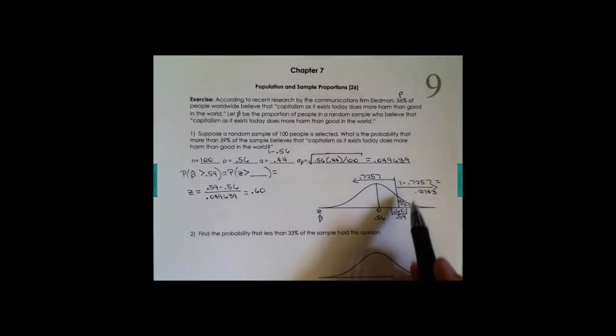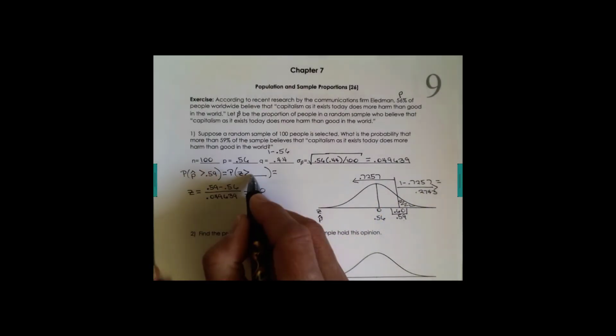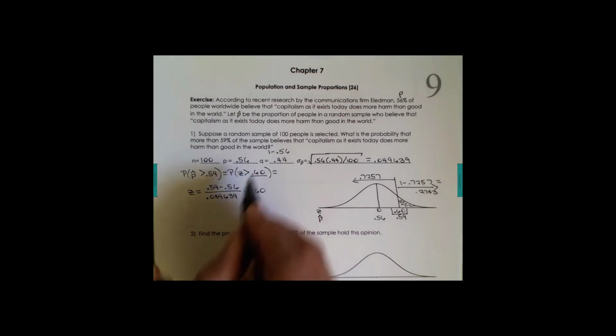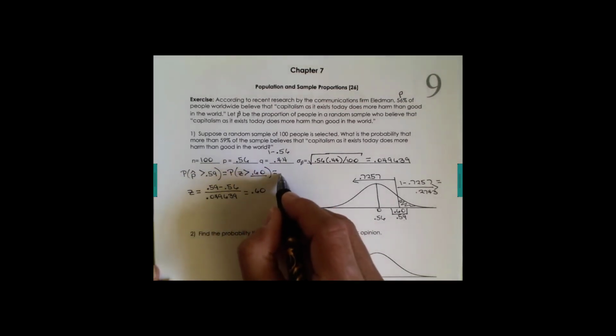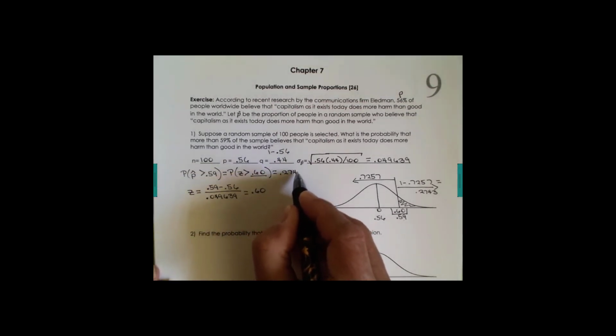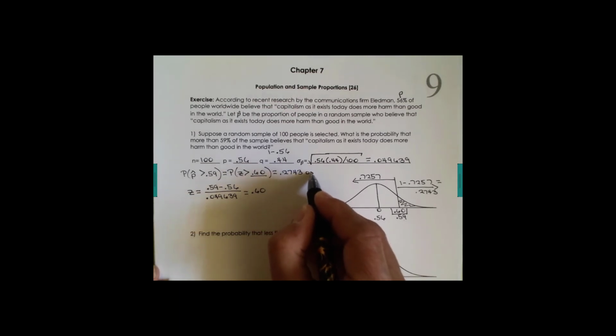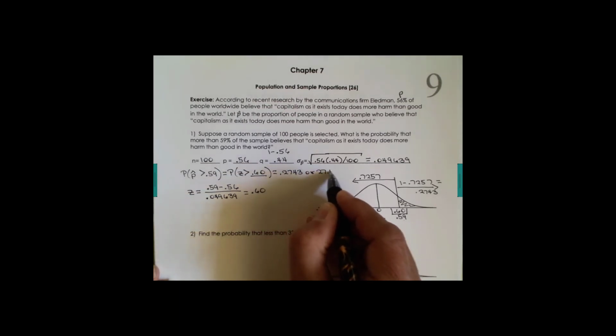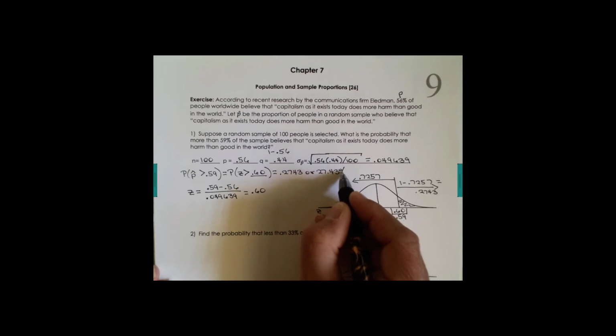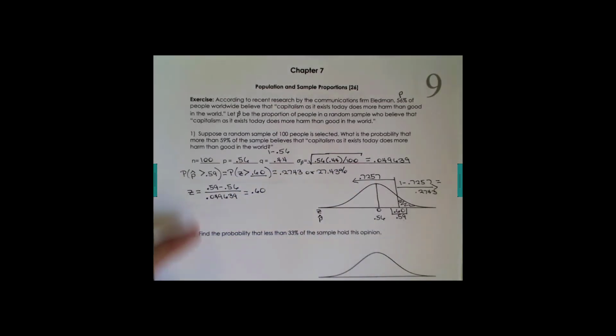Let's look it up. Negative 0.6 is right here. That is 0.2743, which is exactly what I came up with, and you can do that if you understand it, okay? So that number, 0.2743, would also be, as a percentage, 27.43%. That's the probability that more than 59% believe that capitalism does more harm than good.